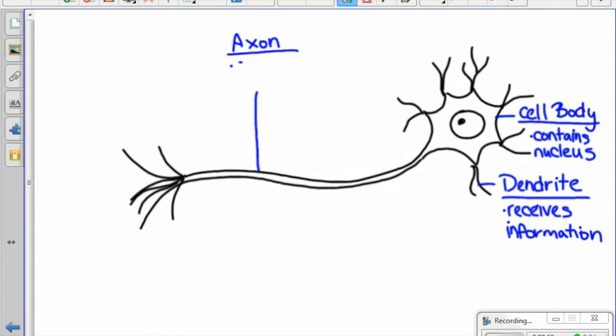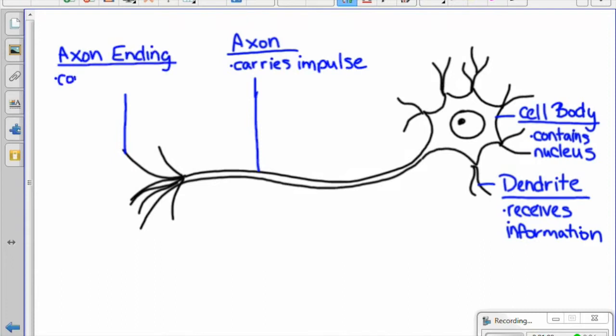The axon carries the nervous impulse from the cell body to the end of the neuron. The ends of the neuron can be called axon endings or nerve endings. They contain synaptic vesicles, which can transmit information to the postsynaptic neuron, or effector.